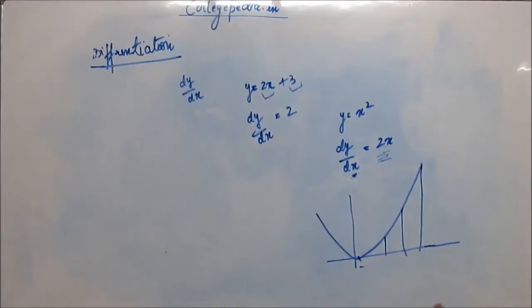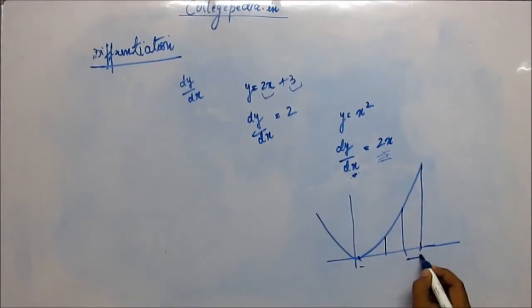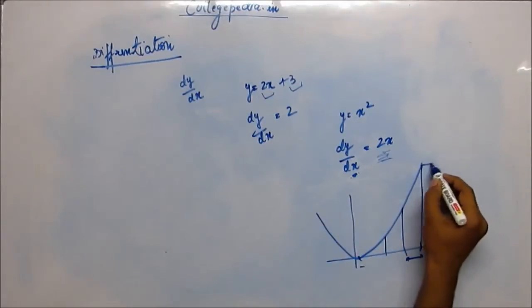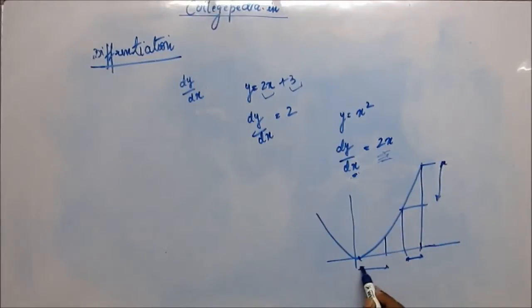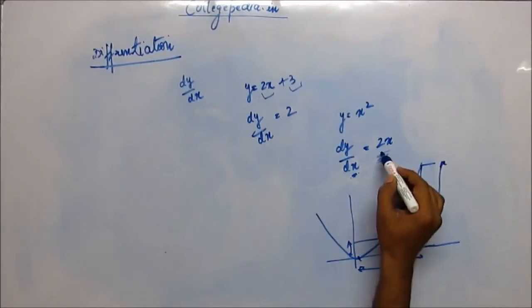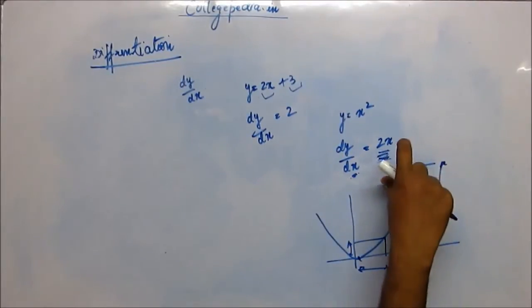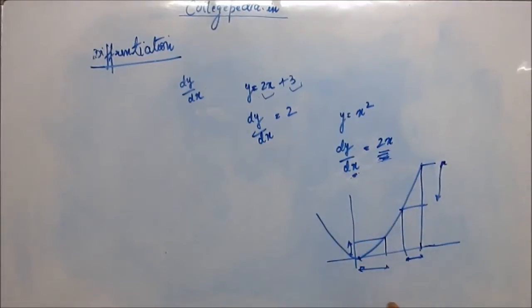So for larger values of x, there is more increase in y with respect to x. As we can clearly see here, for an increment of 1 unit, let's say, of x, the change in y is much higher. For the same change of 1 unit here, the change in y is much less. So dy by dx is equal to 2x. So dy by dx for larger values of x will be high. So the change in y with respect to x is going to increase as x increases.